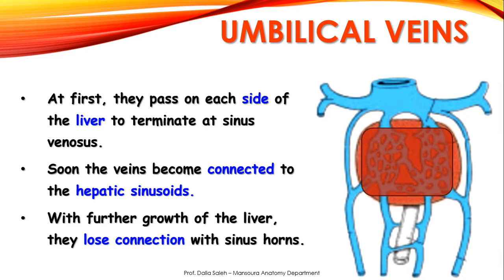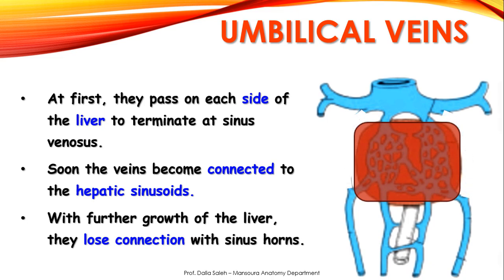But with further development and the growth of the liver, they lose connection with the sinus venosus. So the part of the umbilical veins that terminated in the sinus venosus, both on the right and on the left side, they will shrink and disappear.